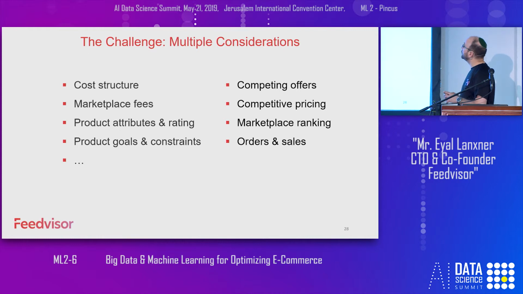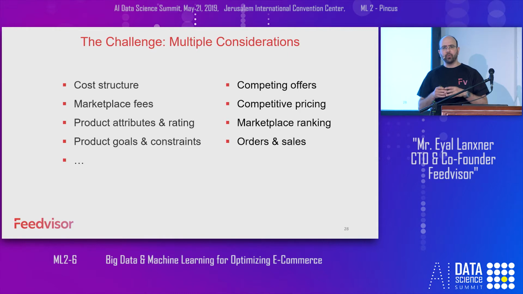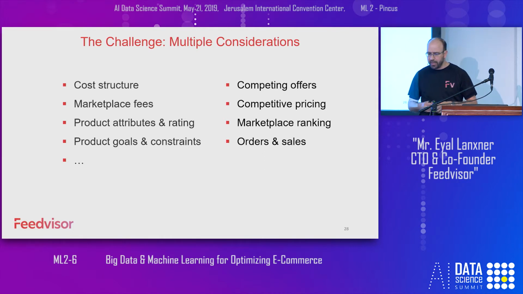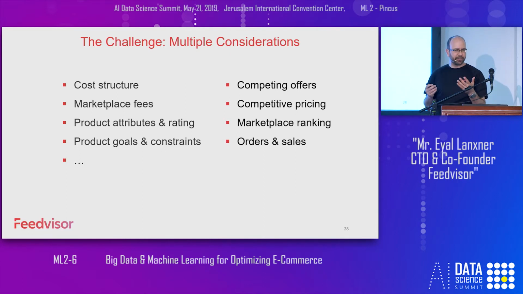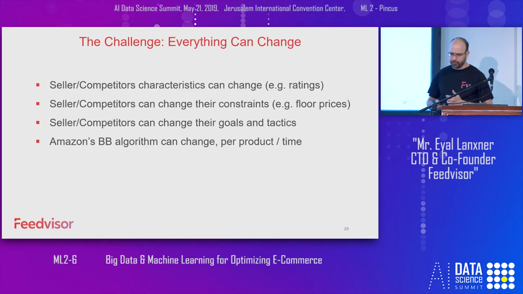One of the challenges here is that we have multiple considerations. When we come to maximize profit, we need to understand our cost structure, the marketplace fees, the attributes and ratings of the product, our goals, and what are our constraints, the competing offers, their pricing, the marketplace ranking, orders and sales, which is obviously an important feedback for us, and many more points that we need to consider when optimizing for profit. So that is one of the challenges.